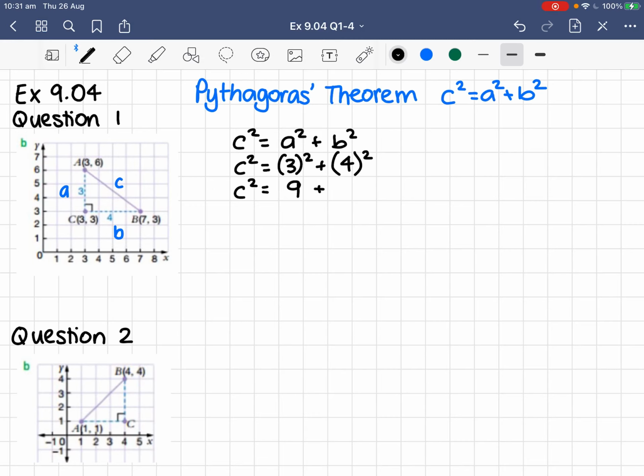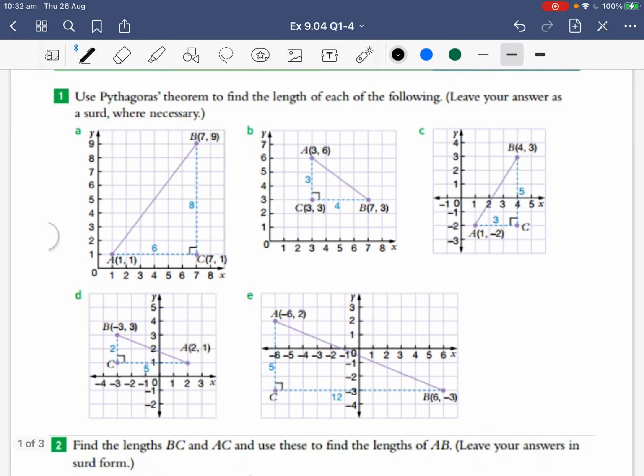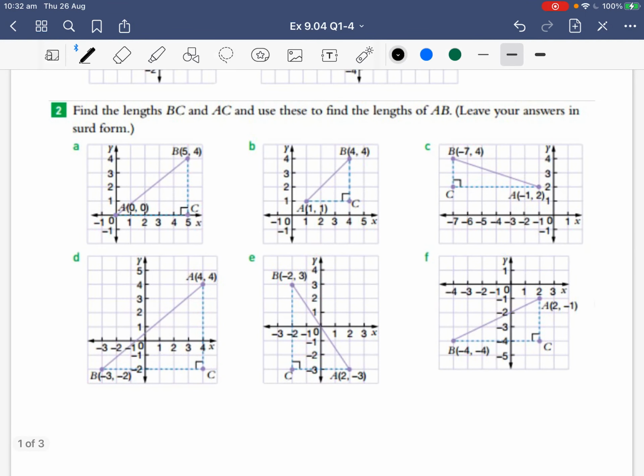Then we have c squared equals 3 squared, which is 3 times 3, which is 9, plus 4 squared, which is 4 times 4, which is 16. So c squared equals 9 plus 16, which is 25. Then we're trying to find the length c, not the length c squared, so we want to square root both sides. When we square root c squared, we just get c. Then we have the square root of 25, and we know that the square root of 25 is 5. So our distance is 5.